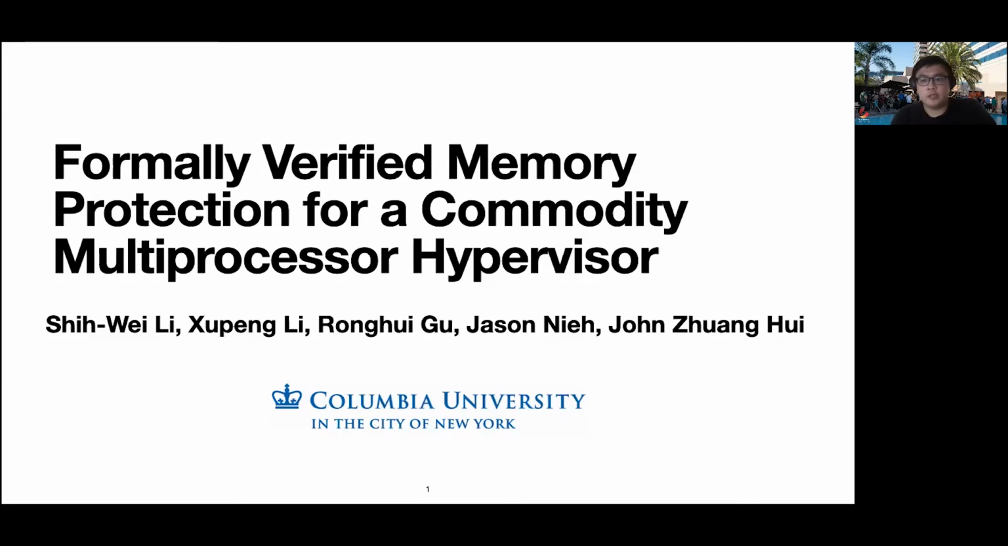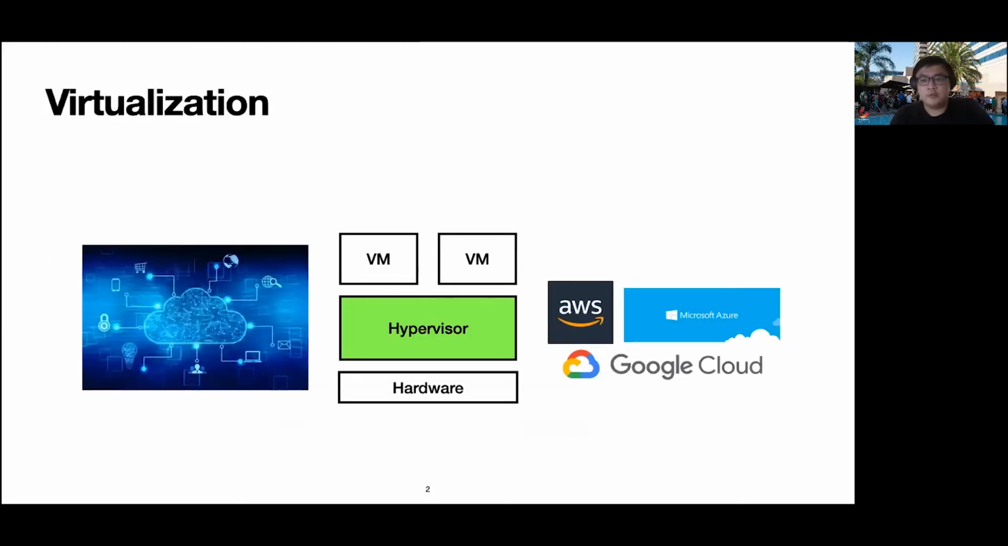Today, I'm going to present our work about verifying a commodity multiprocessor KVM hypervisor. Computation is shifting to the cloud. Cloud computing is supported by a technology called virtualization, which enables multiple virtual machines to run on a single piece of hardware. Virtualization relies on a privileged software called hypervisor to manage the virtual machines and their resources.